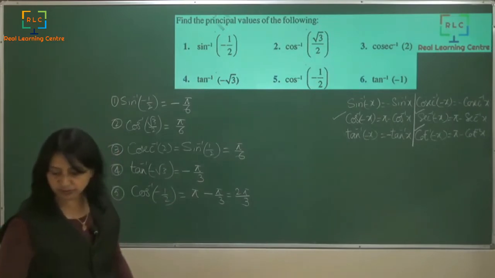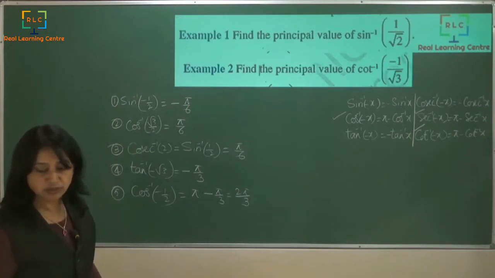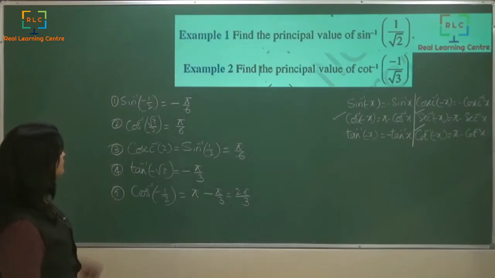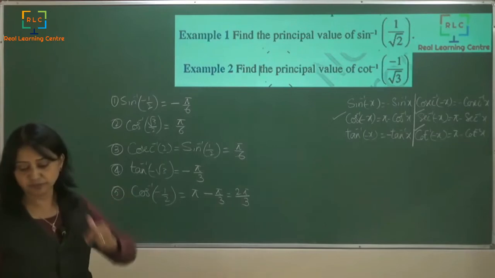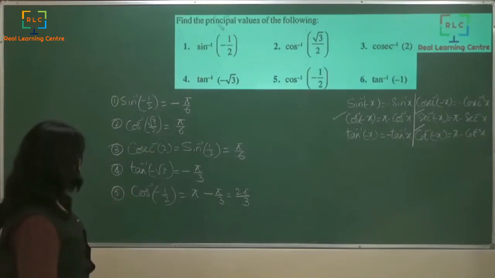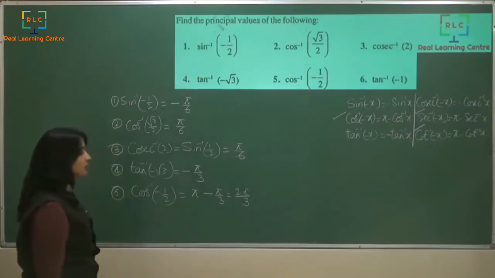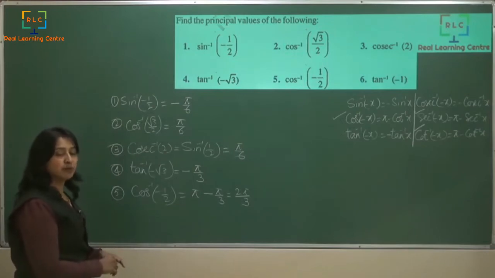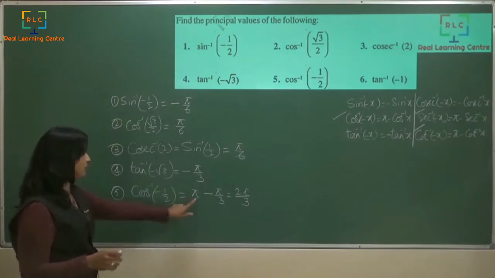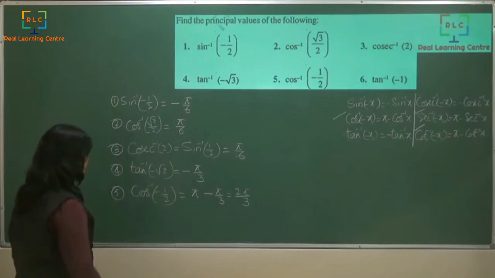Let me go to the previous one. I think I made a mistake over there. Cos inverse of minus, that was cot inverse of y. Okay. No, we have done it correctly. Cos inverse of minus half. That was cot inverse. But for both cot inverse as well as cos inverse we will have pi minus. So I got 2 pi by 3.